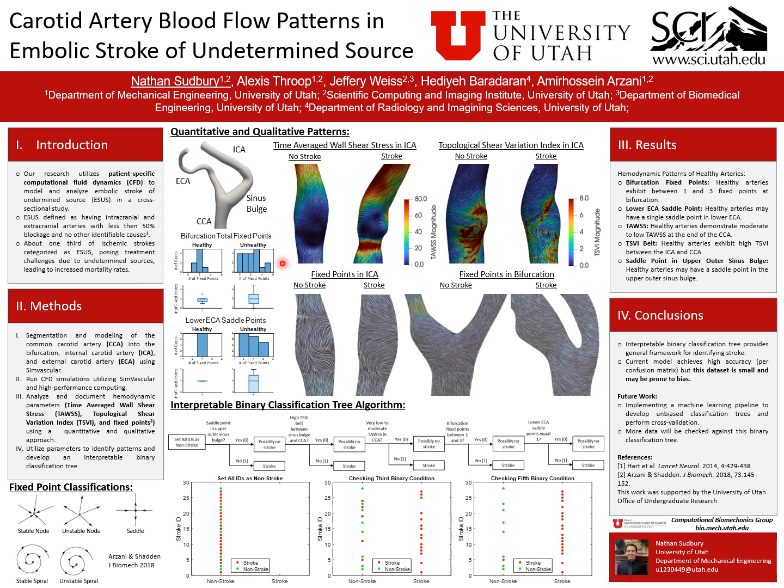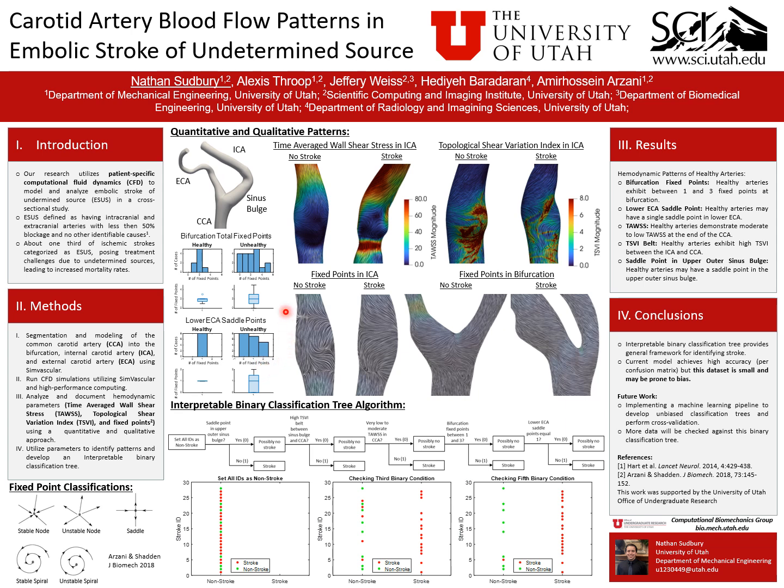Some unique results that we have identified is that the bifurcation fixed points here for healthy arteries are typically between 1 and 3 fixed points, while unhealthy have a much wider range. For lower ECA saddle points, the same can also be true. Healthy arteries typically have about 1 saddle point, whereas unhealthy typically have a wider range.